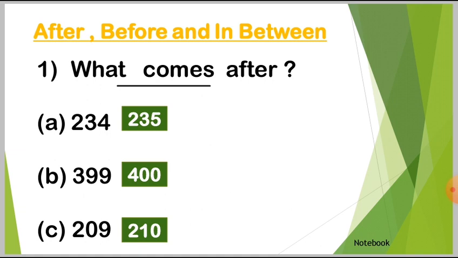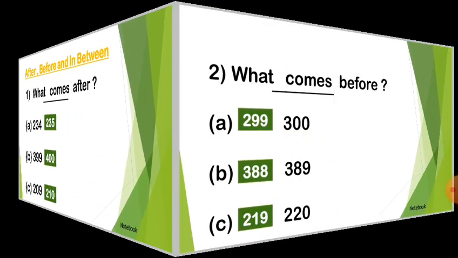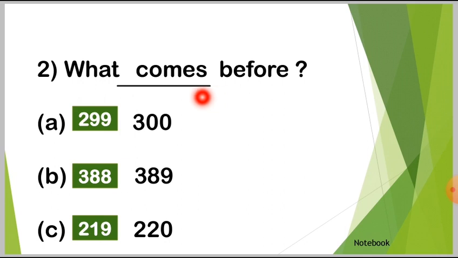210. Very good. This way you can write. Now the next is what comes before. This number will be given. This number 300 will be given. You have to find out the before number. Okay. So that is before 300 which number comes?